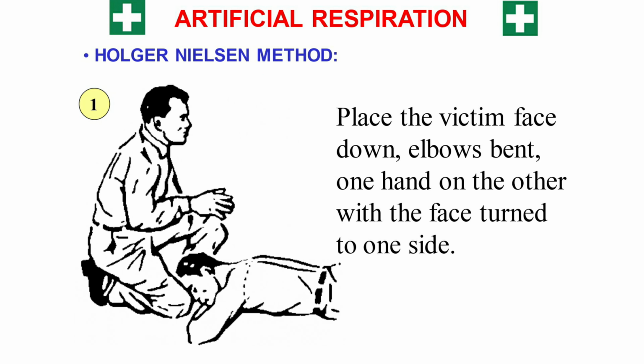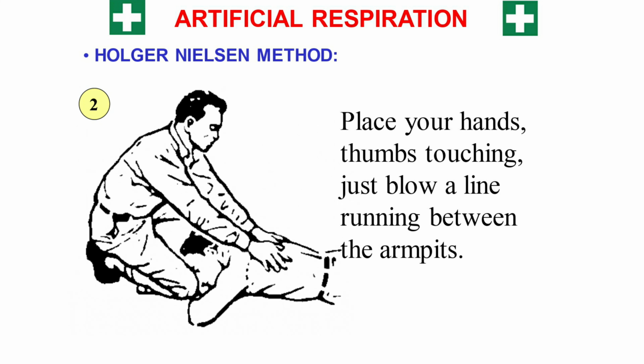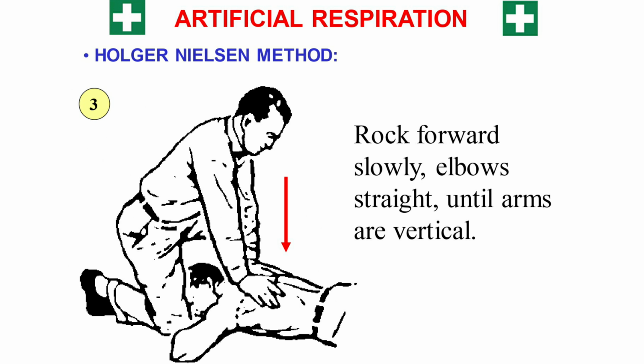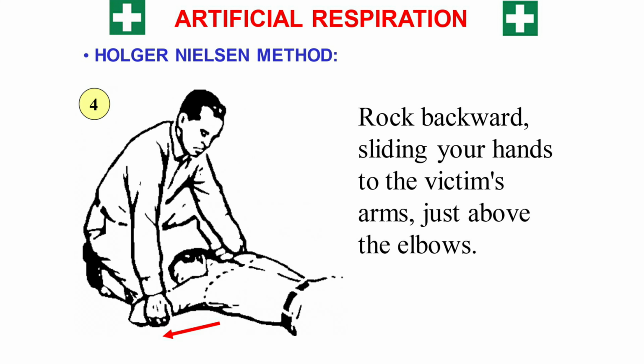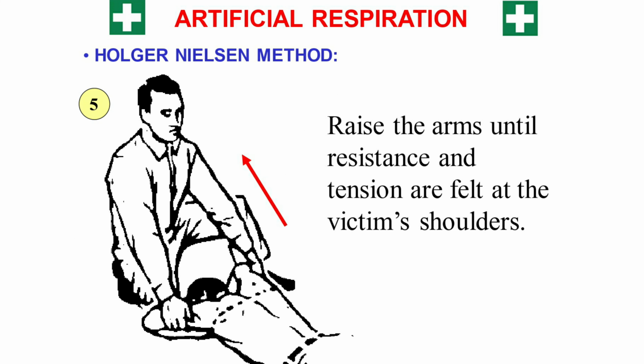Holger-Nielsen method. 1. Place the victim face down, elbows bent, one hand on the other, with the face turned to one side. 2. Place your hands, thumbs touching, just below a line running between the armpits. 3. Rock forward slowly, elbows straight, until arms are vertical. 4. Rock backward, sliding your hands to the victim's arms, just above the elbows. 5. Raise the arms until resistance and tension are felt at the victim's shoulders.